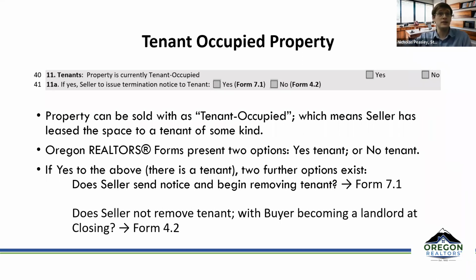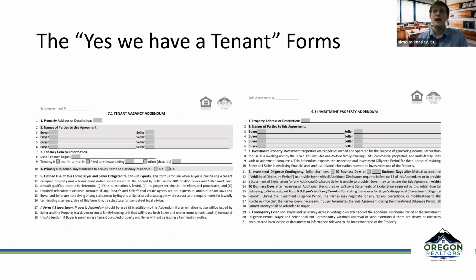So use this section 11 to indicate what you're doing with those tenants, whether or not the buyer is actively and intentionally becoming a landlord, or if you're going to be terminating that tenant. If you do say, yes, we have a tenant, you have two form options.